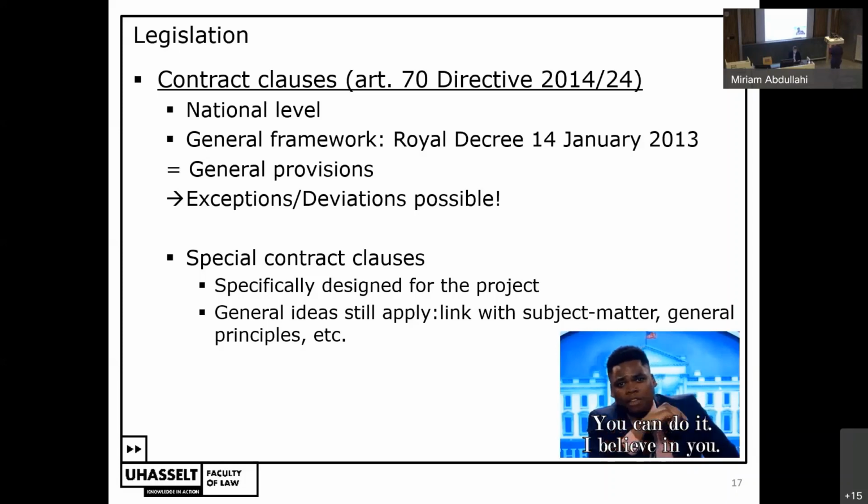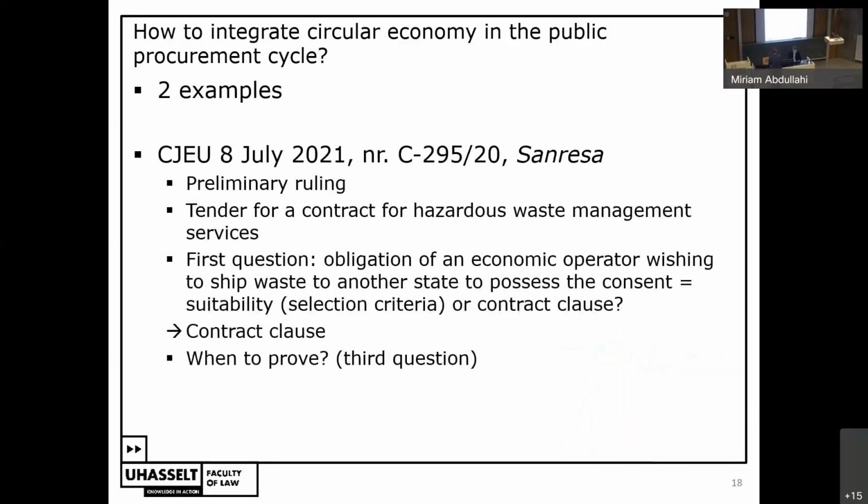So here in Belgium, we have the Royal Decree of 2013 with some general provisions, but you can deviate from it. You can put exceptions on it. And of course, you can always design special contract clauses, something that is related to the circular economy, for example, as long as it has a link with the subject matter, of course. And of course, the principles and all of that still apply.